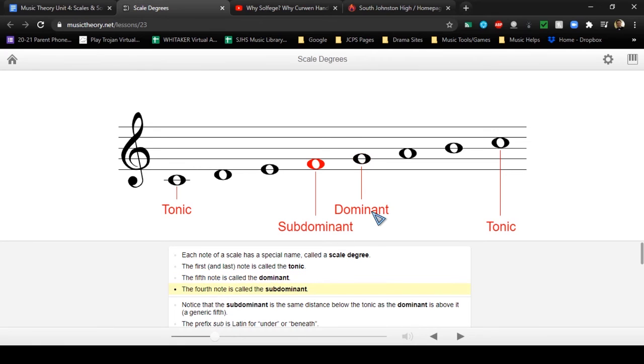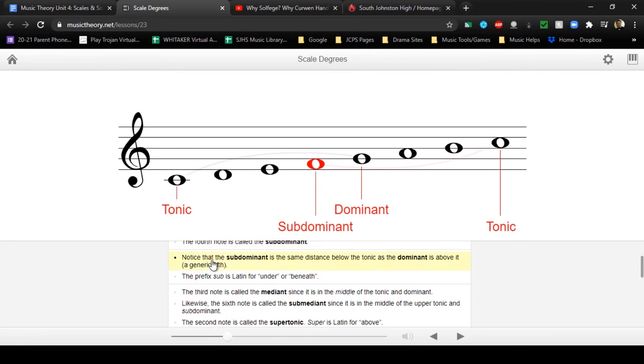Okay? Now the fourth note is called the subdominant. Only reason why it's called that is because it's below the dominant. It's just down below the dominant. That's the reason why it's called the subdominant. Now you'll notice that the subdominant note, note 4 right here, is the same distance below the tonic this way, 1, 2, 3, the same distance below the tonic as the dominant is above it.